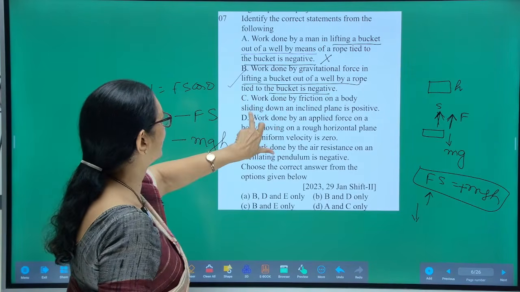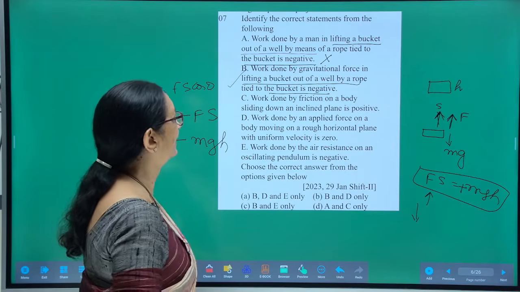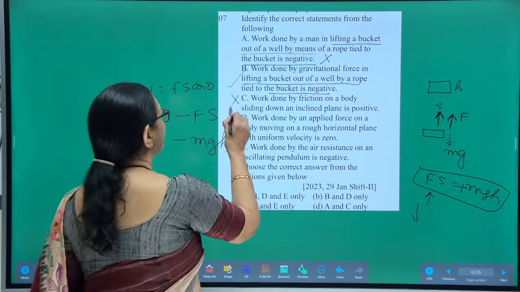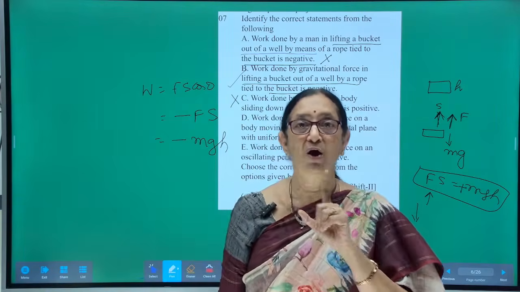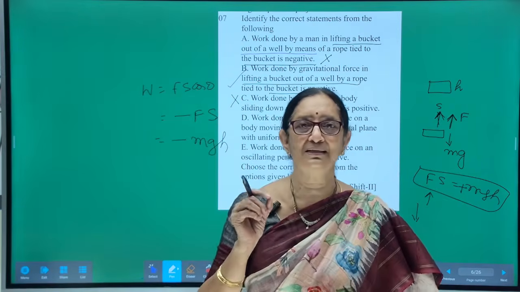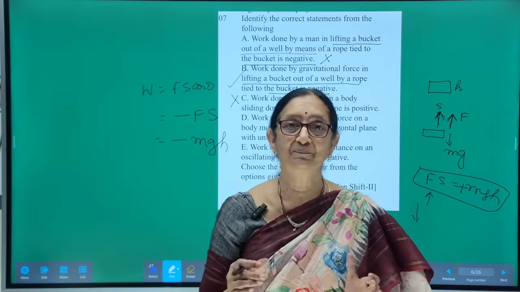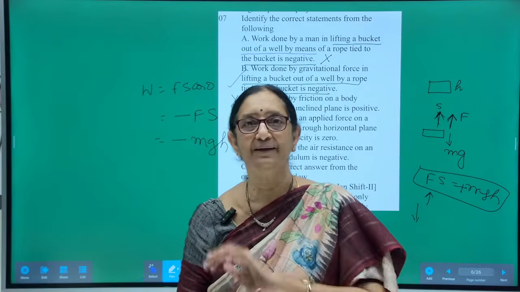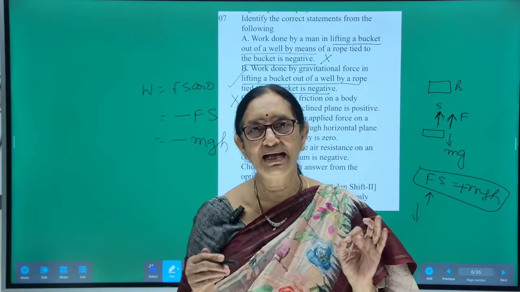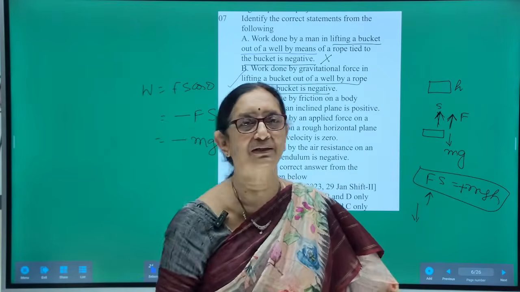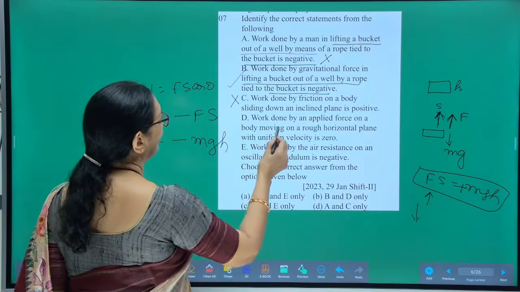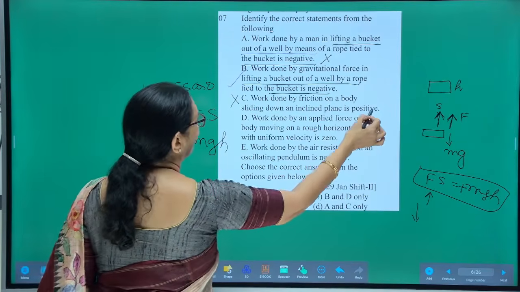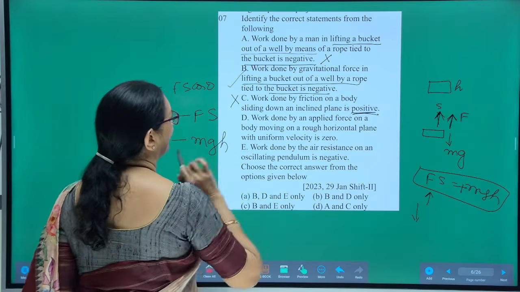Work done by friction on a body sliding down an inclined plane is positive, wrong. Work done by friction is always negative, because work is done by the friction against the motion of the body. As frictional force is opposite to the direction of motion of the body, work done by frictional force is always negative. So, as it is given as positive, that is wrong.